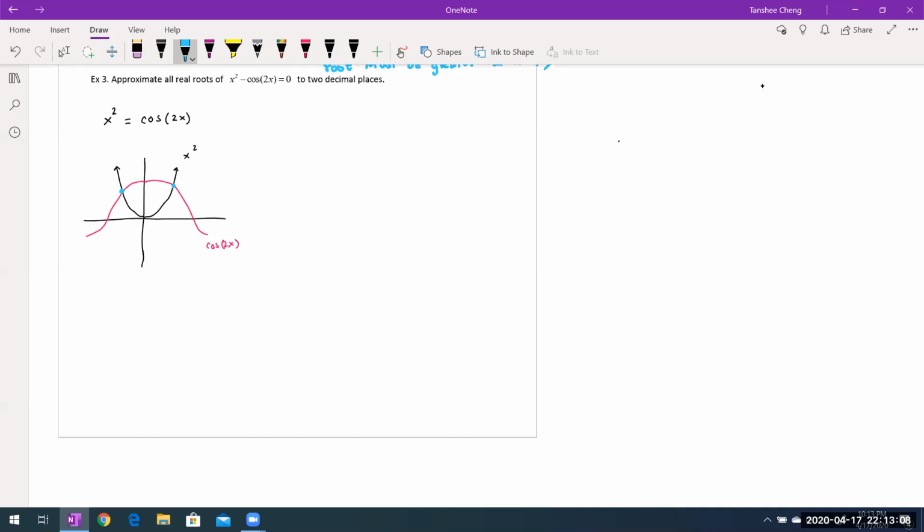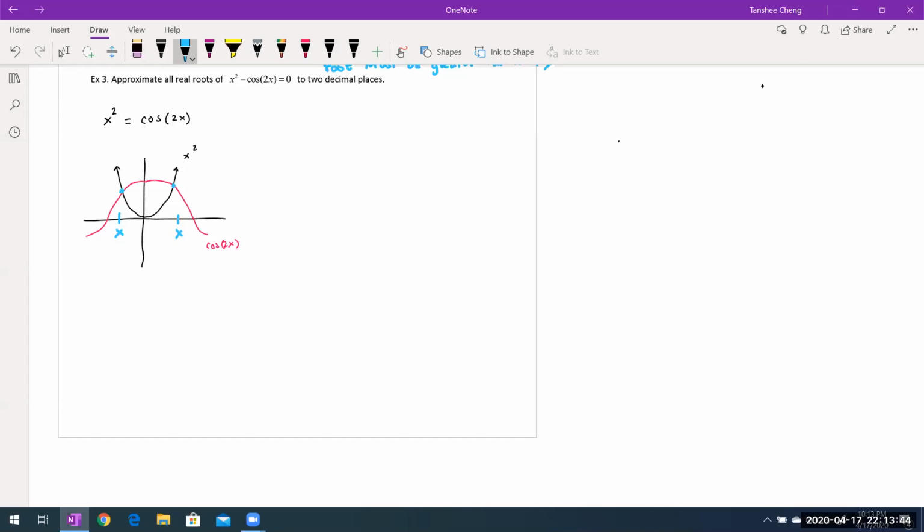So by looking at the graph, here's my parabola x squared graph, and then here's the cosine graph in pink. And you can see that it intersects at 2 points right there. So that basically says that there are 2 x values that will help us get x squared and cosine 2x to be the same value. So how do we find those 2 values? That's why we're going to be using Newton's method to approach it.